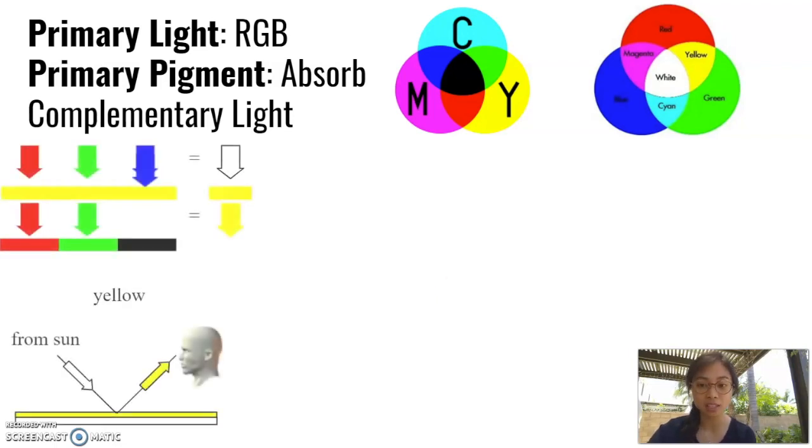Let's apply this to the example of yellow. Yellow pigment absorbs its complementary color, which is blue, and therefore the blue is subtracted from the white light, leaving red and green light. What is reflected off this pigment then is red and green, and as you can see from this color wheel, red and green combine to give us yellow, and that's why we see yellow light when blue light is absorbed.